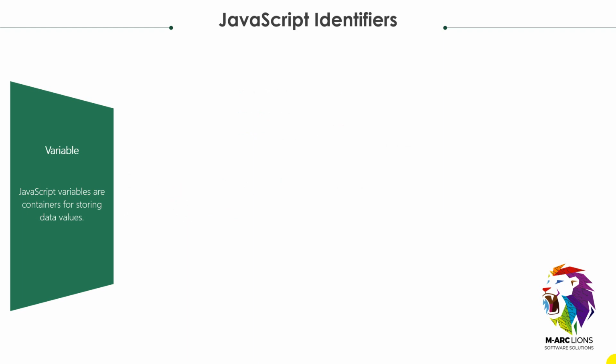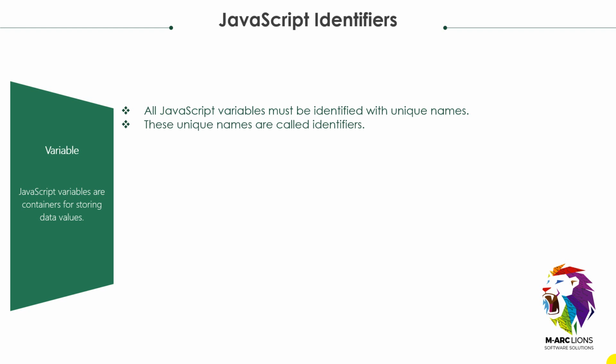Next is JavaScript identifiers. What are JavaScript identifiers? All JavaScript variables must be identified with unique names. They should not be repeated again and again. If you are repeating any identifier, then it is not going to be an identifier, because we consider an identifier to be very unique, by which ID we can go to a single variable or a single object. You can see my lecture for SQL where I have explained in detail what an ID is. These unique names are called identifiers.